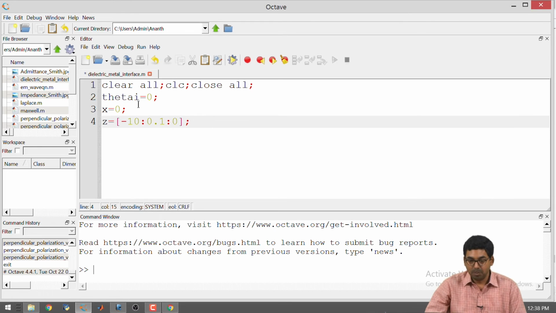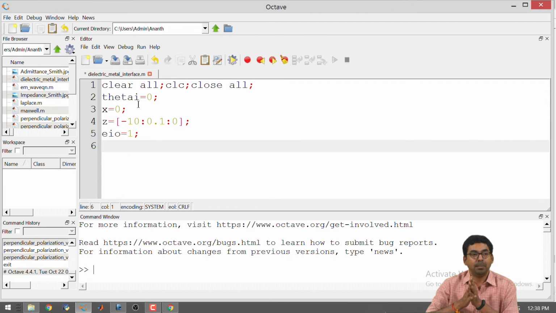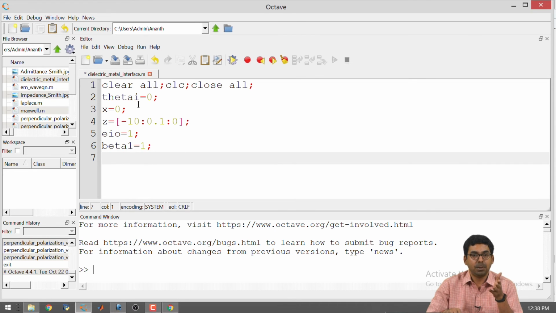Then I need to have a few more quantities. Incident electric field 1, because it is easy to give 1 volt per meter and see what happens, whether it becomes -1, -2, etc. So, 1 volt per meter. Then there are other terms like beta coming into the picture, beta 1 equal to 1. And for the magnetic field case, you also need to know the characteristic impedance eta 1, equal to 1.